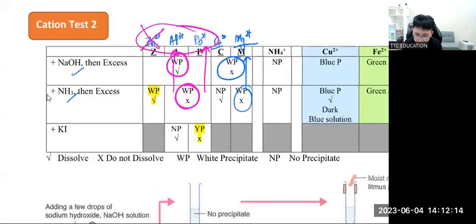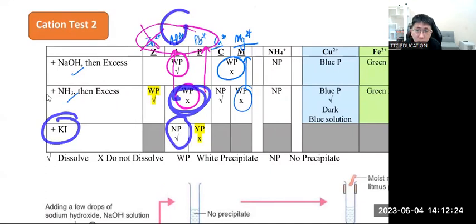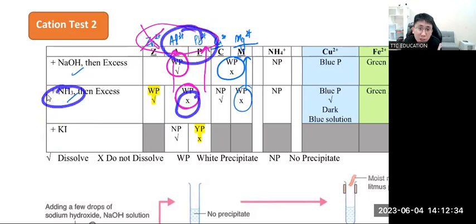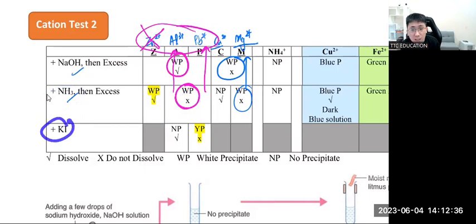If you go back to my table, if this one cannot give you a final answer, go for the last one. Add potassium iodide. If you see no precipitate, it's aluminium. If you see yellow precipitate, it's Pb2+. So that's the thing you have to write, because after ammonia, you still get two answers. So haven't finished yet, so I do the last test.